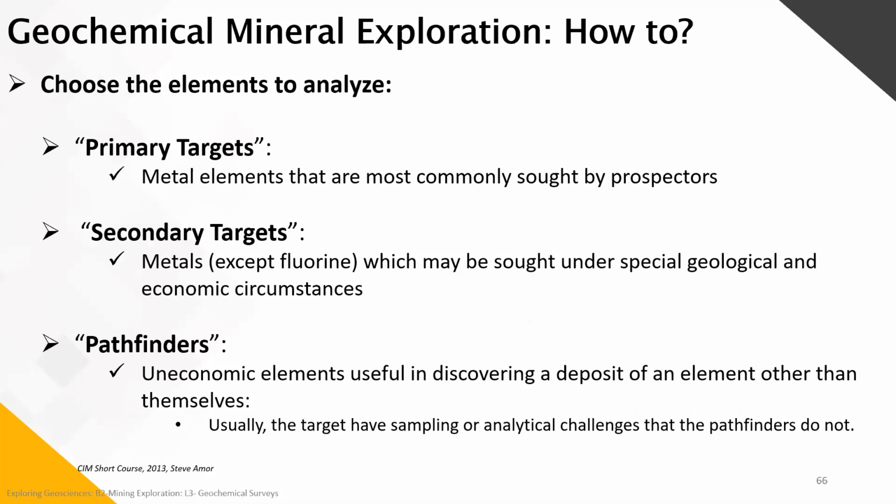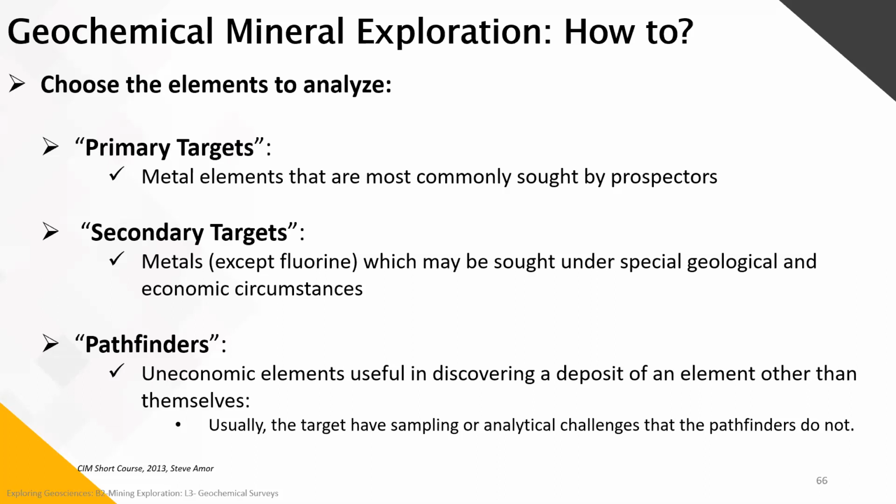The elements to analyze: how do we choose them? We need to separate them into three categories: primary targets, secondary targets, or pathfinders. The primary targets are the metal elements that are most commonly sought by prospectors, for example gold, copper, zinc. Secondary targets are metals, except fluorine, which may be sought under special geological and economic circumstances. For example, specific metals within the platinoid family, which are sometimes sought after within cycles, within centuries, depending on how we need them for industrial development or not.